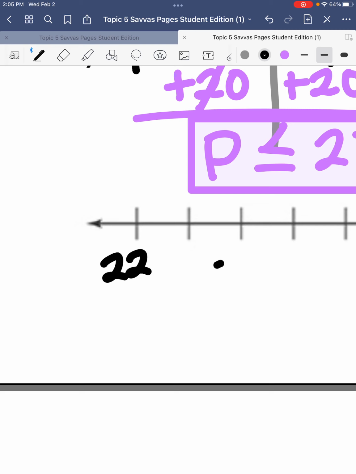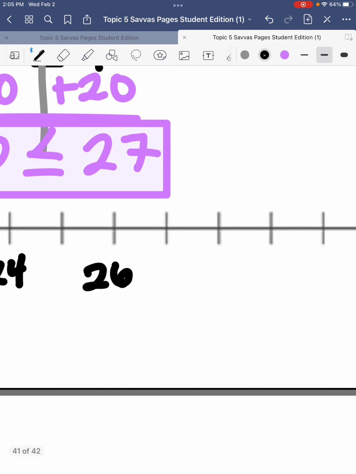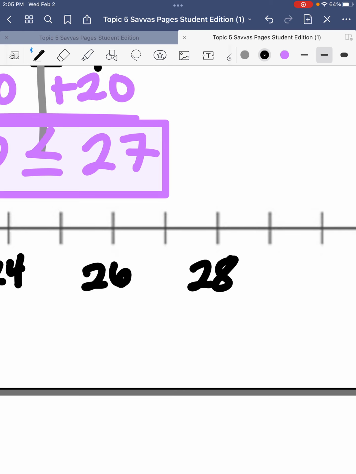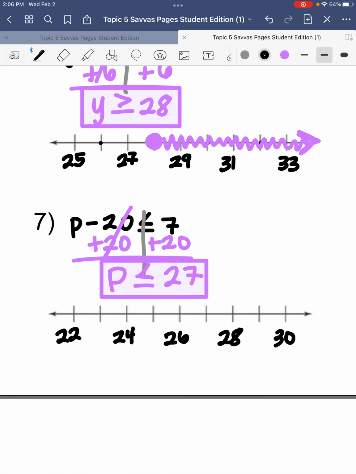22, 23, 24, 25, 26, 27, 28, 29, 30. Okay, so I've got my number line done. I counted by twos. Where exactly is 27? Because it's not labeled here because I counted by the even numbers, right? So 27 is in between 26 and 28.